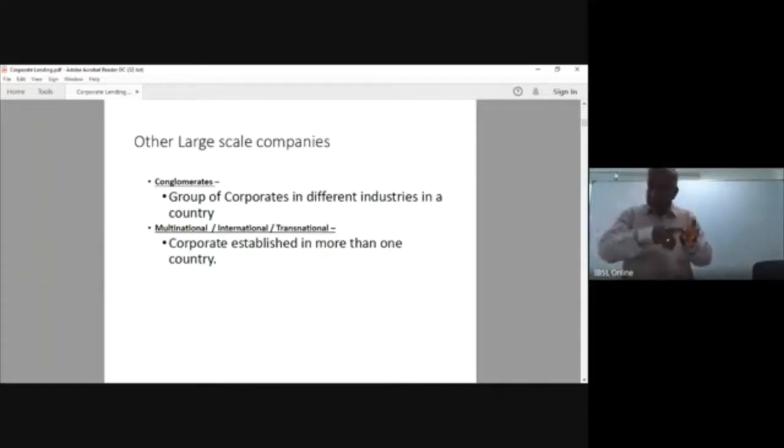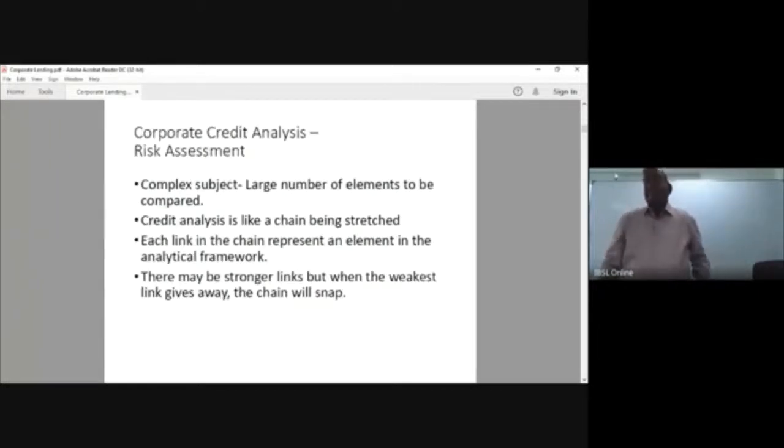In the case of corporate companies, conglomerates, or multinational companies, when they request credit facilities, how are we going to evaluate that? What is the method for us to do the credit evaluation in a systematic way? That's what we are going to do today. Corporate credit analysis is actually assessing the risk when we give any facilities to them. It is a complex subject.